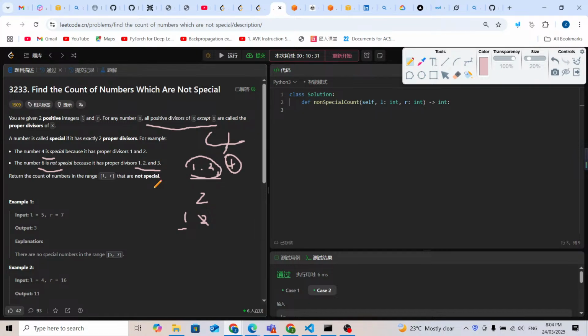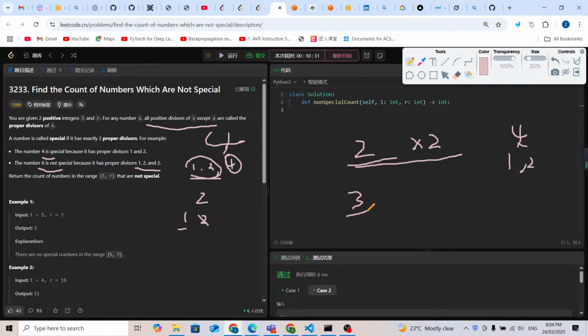Okay, we can solve this problem easily. First of all, let's check prime numbers. For example, 2 is a prime number, but 2 is not special. What about 2 times 2? 4 is a special number because it has the factors 1 and 2, except 4.